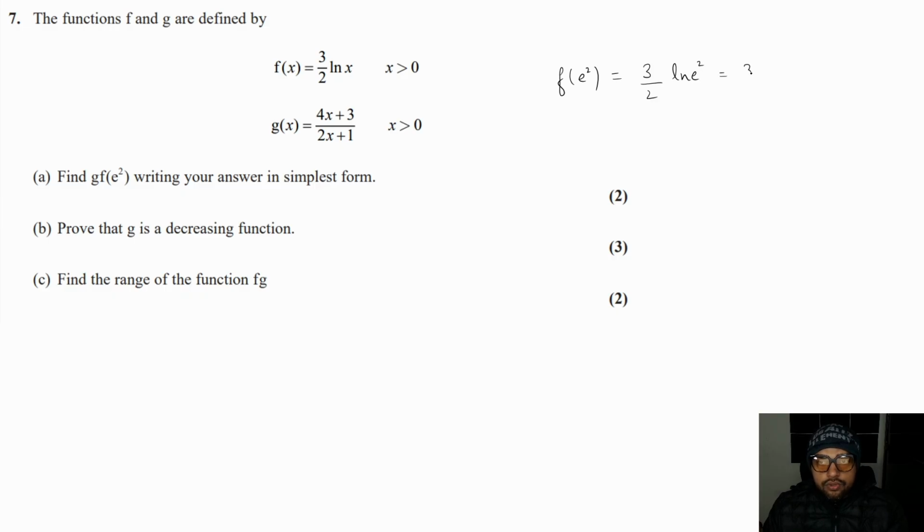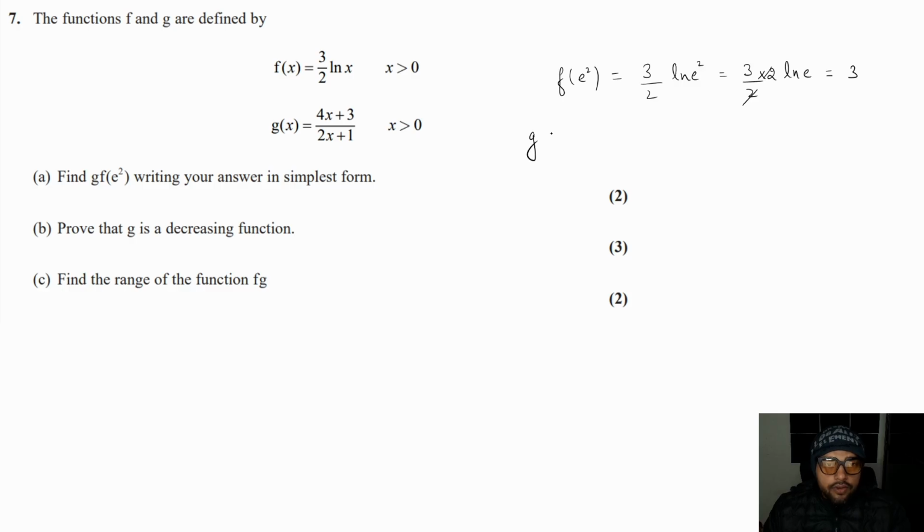will be equal to 3 by 2 log e to the power 2. Okay, this is the property of logarithm, so it will be equal to 3 because ln e is equal to 1, so the value will be 3 here. You can find the videos of logarithm in my playlist. I have made a separate video on logarithm and the previous year questions of logarithm. So f(e square) we have found out as 3.